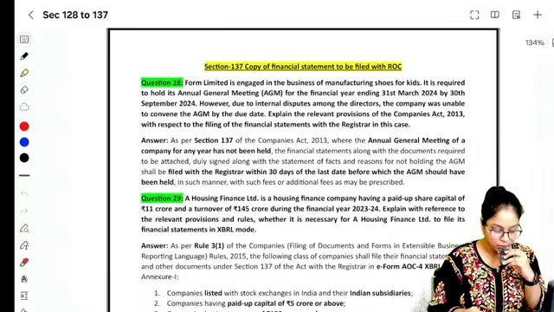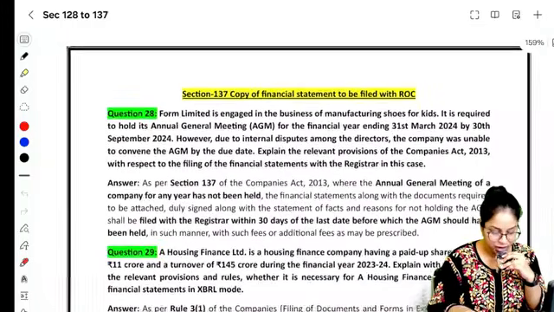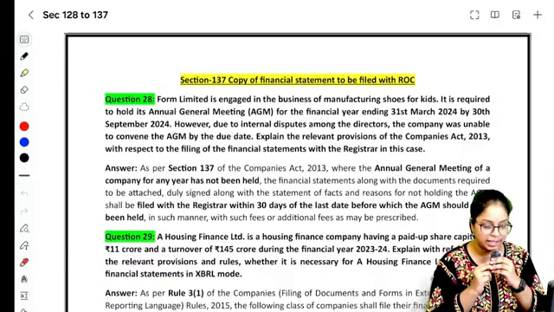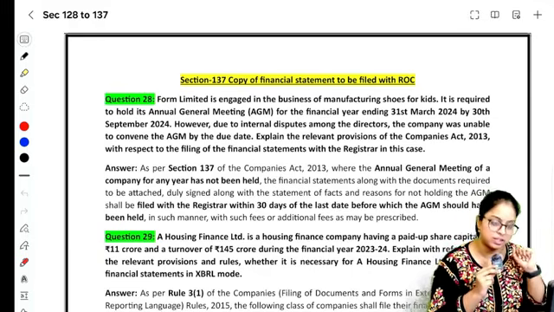Now let's quickly have a look at all the questions of section 137. Look at the first question. Form Limited is engaged in the business of manufacturing shoes for kids. It is required to hold the AGM for the financial year ending 31st March 2024 by 30th September 2024. However, due to internal disputes among the directors, the company was unable to convene the AGM by the due date. Explain the relevant provisions with respect to filing of financial statements.